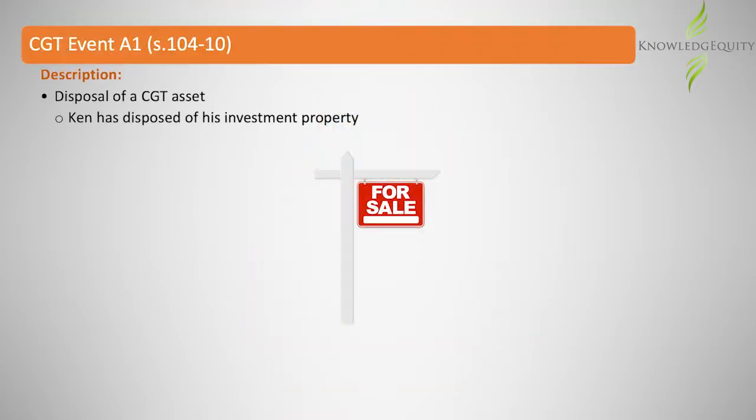CGT will only be an issue where there is a CGT event. CGT event A1 occurs when there has been a disposal of a CGT asset. A disposal will usually be the sale, but will also include other transfers such as a gift. A CGT asset includes property such as a house. So here, Ken has triggered CGT event A1 as he has sold his house.